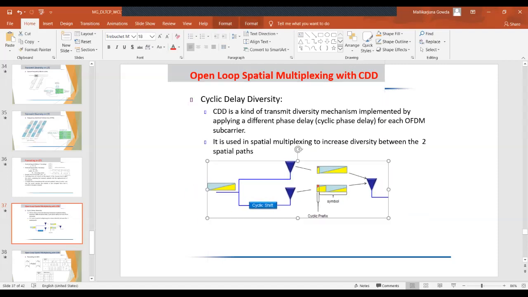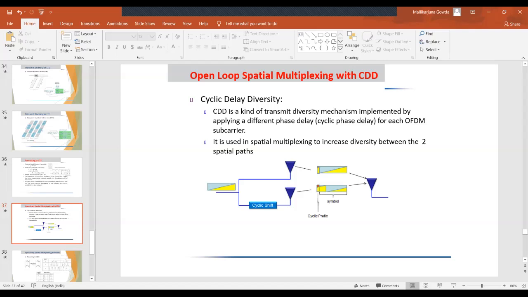So this is an incoming data stream. One will be connected directly to the antenna, another will be done with cyclic shift, right? So at the receiver side, see here, this is the cyclic prefix and this is a symbol. So it is used in spatial multiplexing to increase the diversity between the two spatial paths. So CDD is used for that. What is CDD? It is cyclic delay diversity.